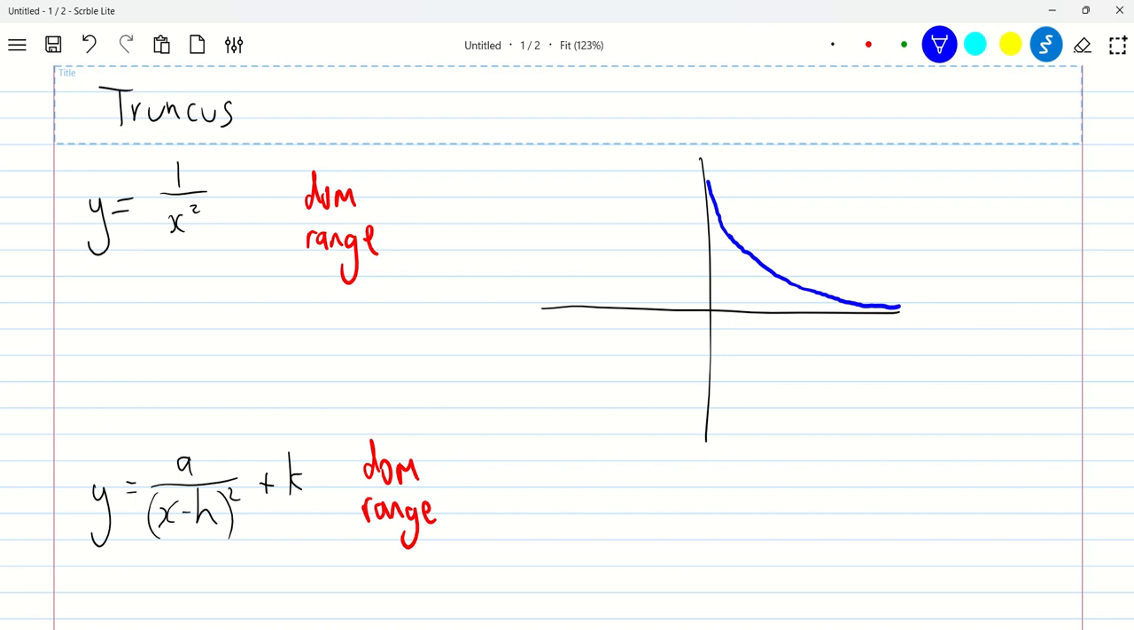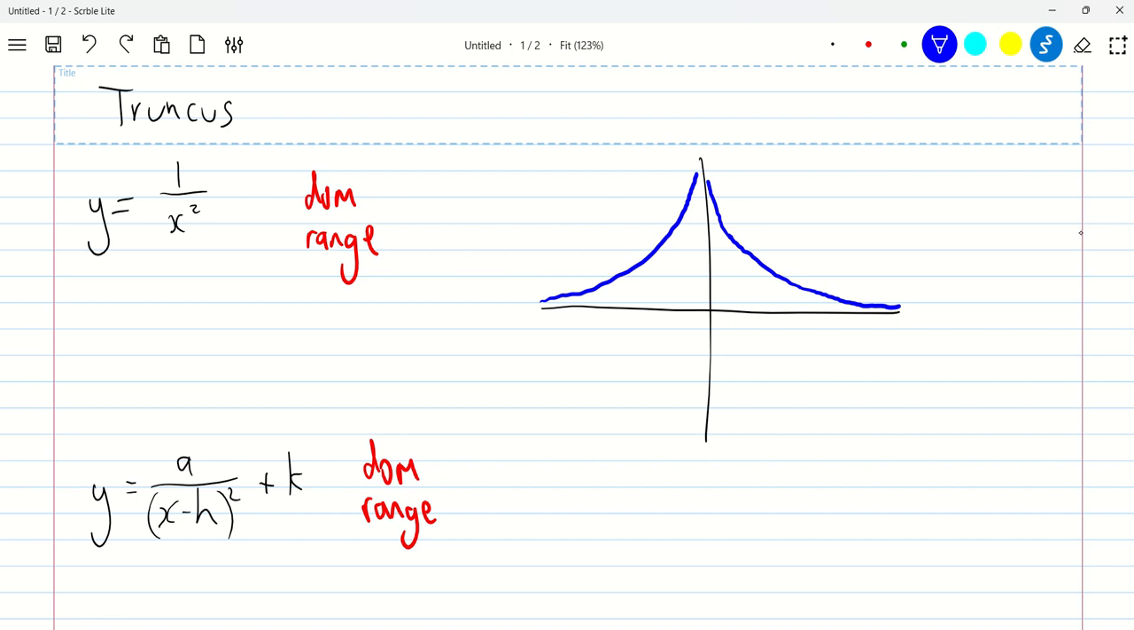But how it's different to y equals 1 over x is if you think about negative values of x, when you square a negative value, it's going to get positive. So what happens is that this side is actually a mirror image, and it looks like this. It comes up like a trunk, looks like a trunk of a tree. Look like a tree? Kind of. Okay, so truncus. And so it looks like that.